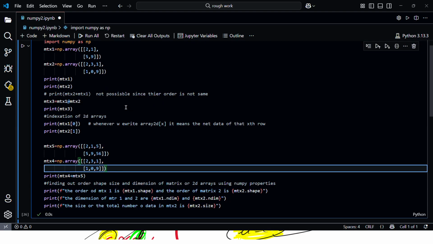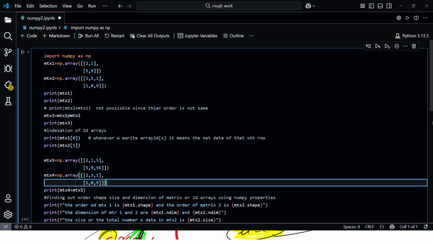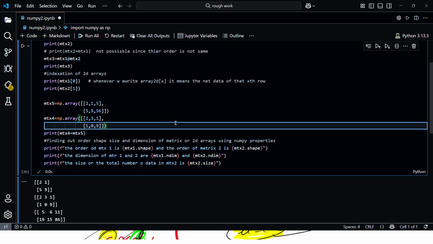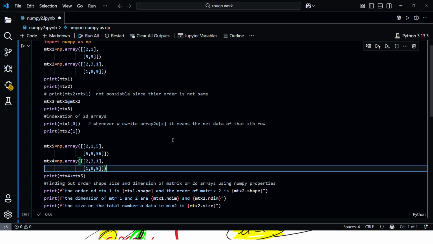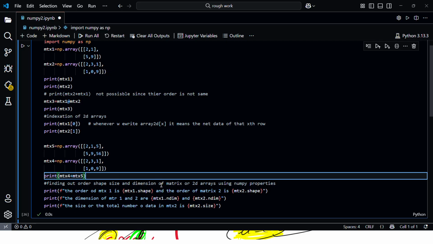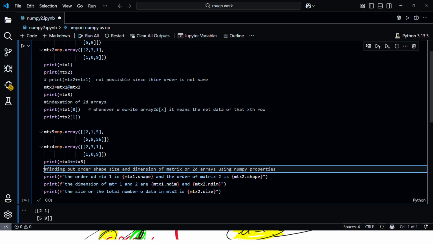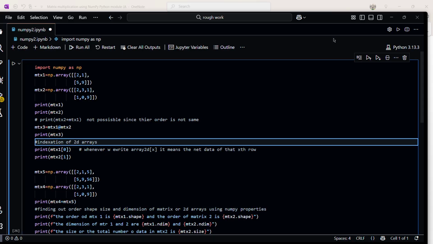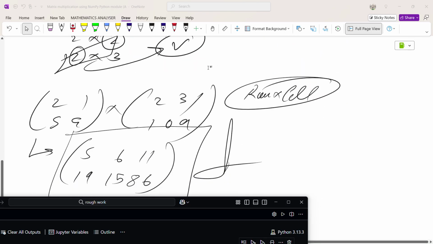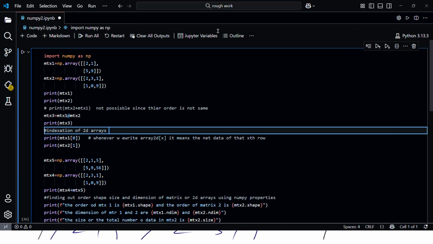So this was all about the matrix operations in Numpy by Python, and that can be planted as the foundation or base of machine learning in the upcoming topics. This was all about indexation of 2D arrays, and finding out the shapes and size of the 2D arrays using its property, and this is how practically it's performed in linear algebra. Okay, thanks.